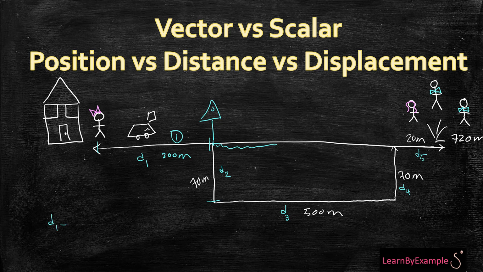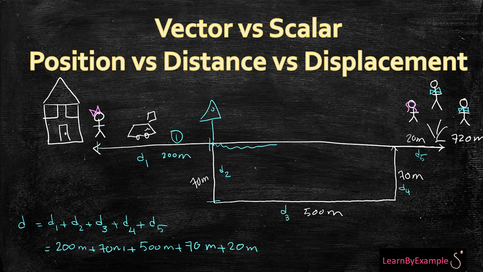If I add all of these distances together, I will actually have the total distance that I traveled today to reach my friend's house. Now, in order to do that, I'm just going to add all the numbers here. So this will give me the total distance. It would be 200 meters plus 70 meters plus 500 meters plus another 70 meters north plus 20 meters. If I add them all together, I will get 860 meters. So that's how much I traveled. Now, the distance from my house to my friend's house was only 720 meters. So I traveled a longer distance to get there. But that's okay. I'm going to call that my total distance.